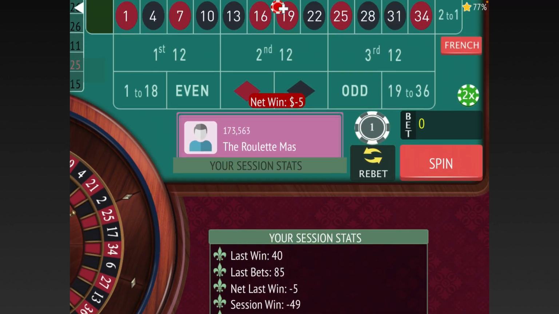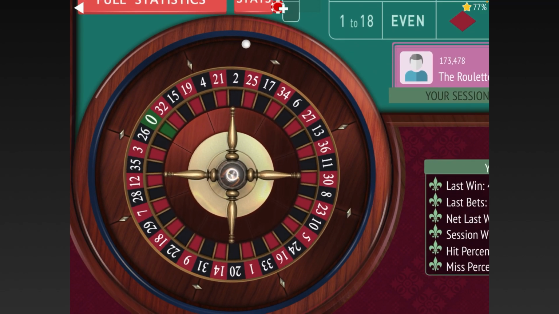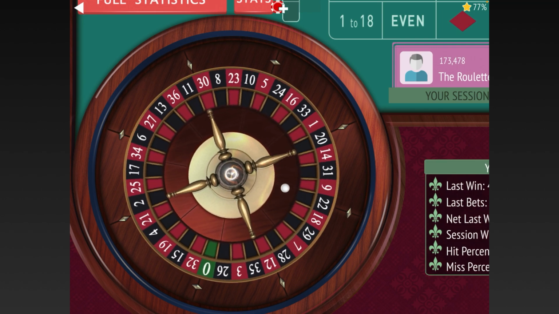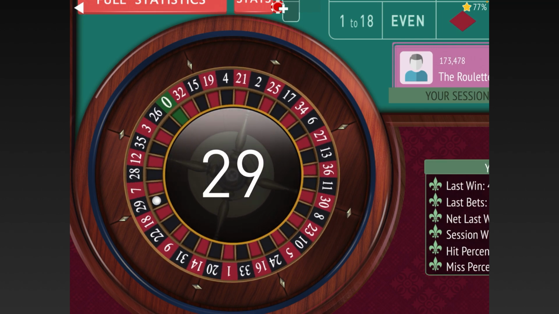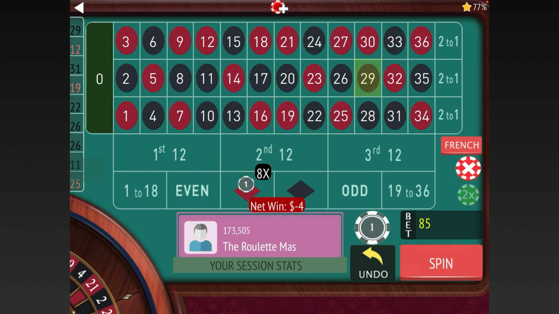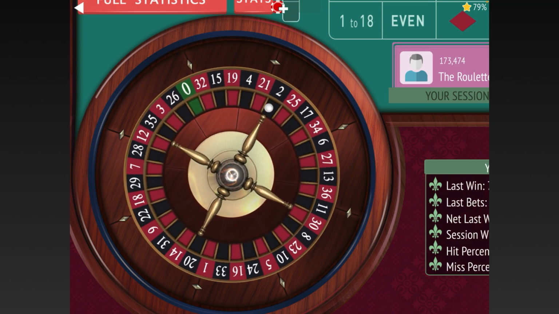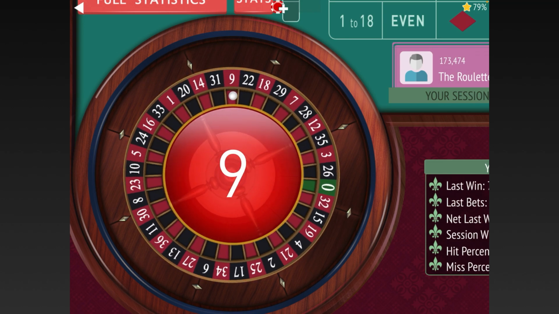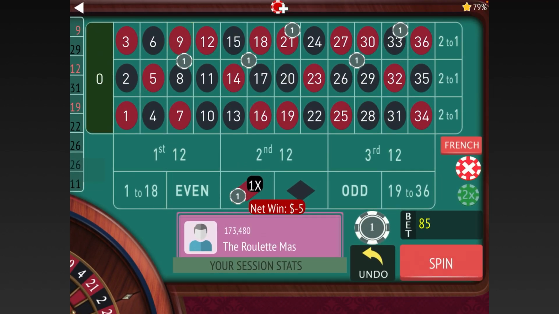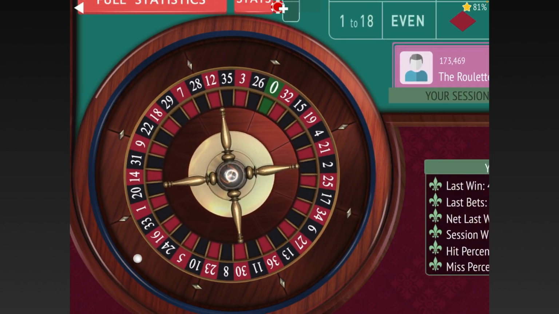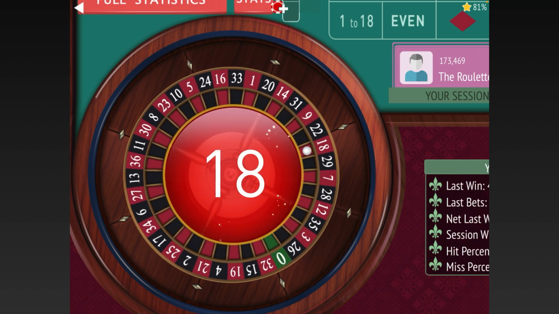Okay, small loss, so we're going to rebet. $29 black. Okay, small loss, so we keep it the same and rebet. $9 red. Small loss again. Rebet. Don't change anything if it's a partial loss. 18 red.